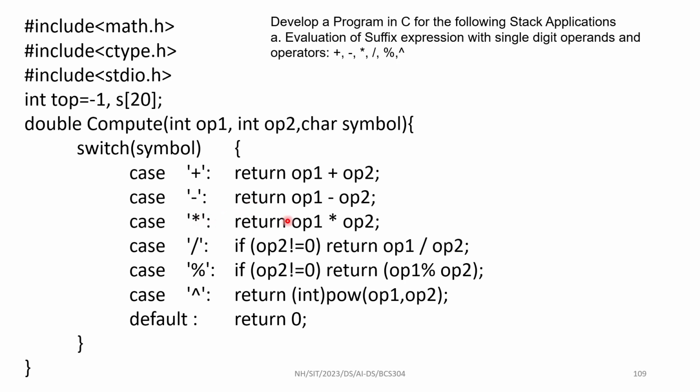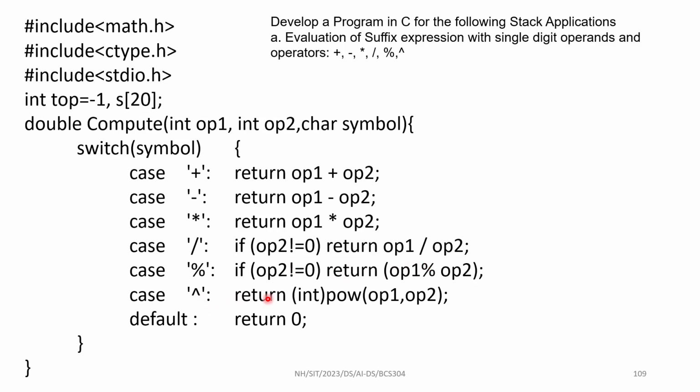If the symbol is star, perform multiplication and return the answer. If the symbol is a slash, just check whether the second operand is 0 or not. If it is not 0, then only return. Break is not necessary because return is there. For percentage, again, if the second operand, the divisor, is not 0, then only return.